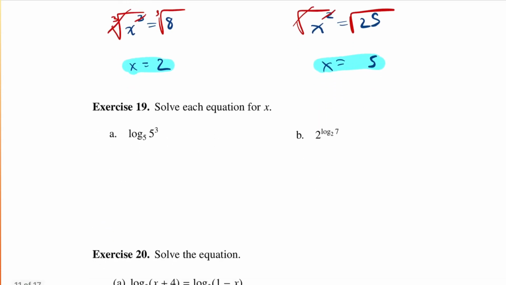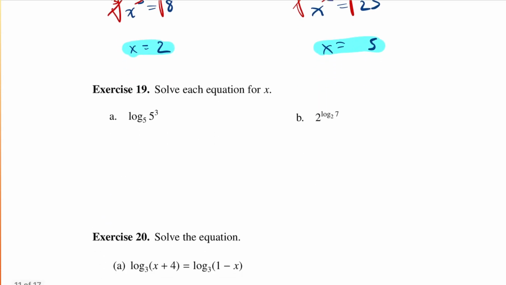All right, these are a little bit different looking, but you would solve them the same way. You can set it equal to x, and then you can use a definition to rewrite these as base 5 to the x is equal to 5 to the third, which implies that x must equal 3. Notice there's a shortcut here.